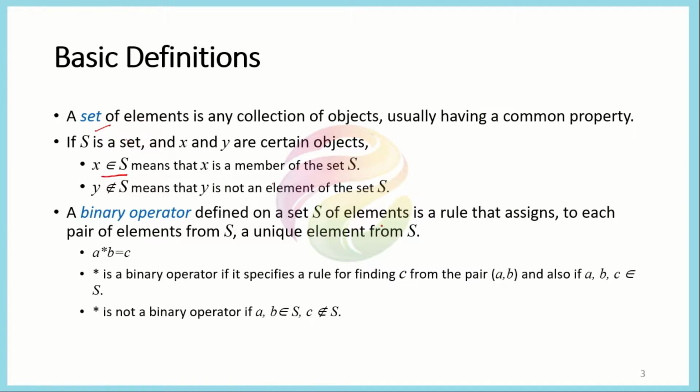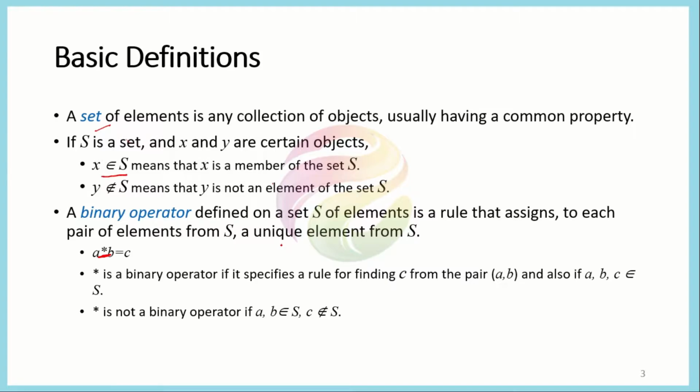A binary operator on a set S of elements is a rule that assigns to each pair of elements from S a unique element from S. First, we need to define what a binary operator is. For the binary operator, we will be using this symbol. This symbol doesn't mean multiplication here. It's just representing a binary operator. It could be addition, subtraction, multiplication, or any other operation. So the star here is just representing the operator.